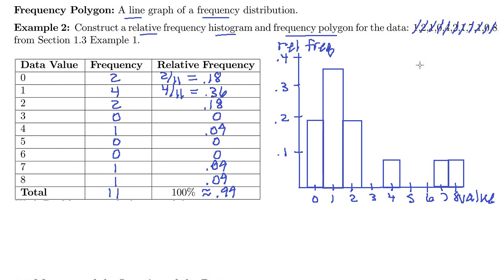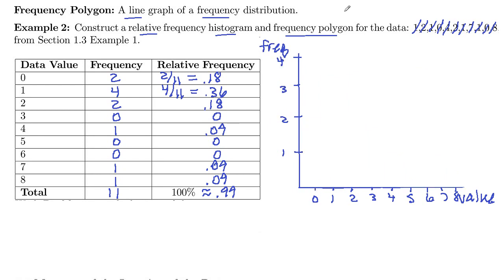Now let's do the frequency polygon. So here I just redrew the horizontal and vertical axis. Vertical axis now is frequency instead of relative frequency. Our frequencies have a high of 4. So I labeled off 1, 2, 3, 4 for my vertical. Same spacing on horizontal. So now we want to do a frequency polygon, a line graph for the data. So 0 has a frequency of 2. So above 0, we're going to put a dot at height 2. 1 has a frequency of 4. So above the number 1, we're up at frequency of 4. Frequency of 2 above 2.